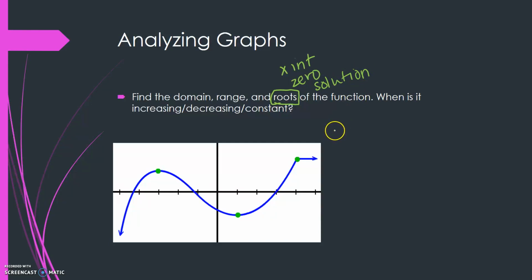So if I ask you to find the roots and I give you a graph, you're just looking for the x-intercepts. If I ask you for the zeros, you're looking for the solution to your equation, your function.